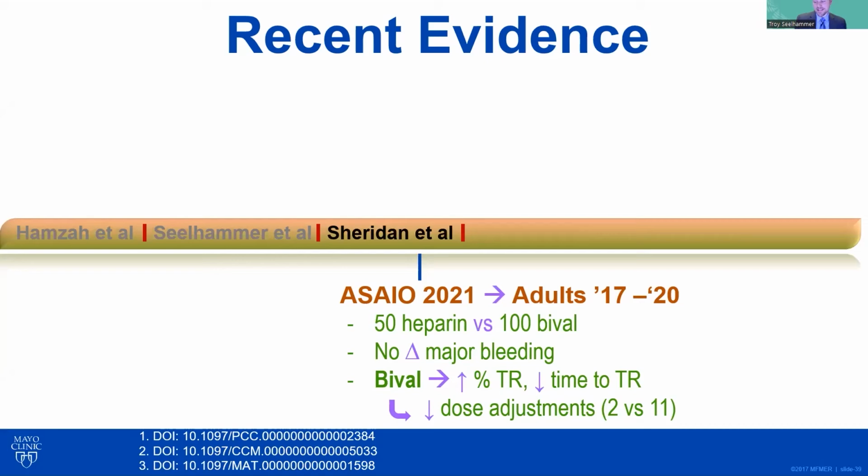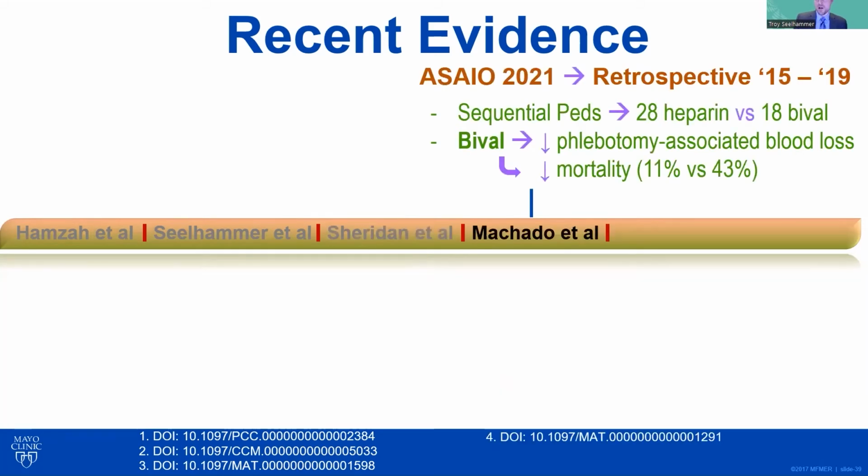Sheridan et al. in ASAIO in 2021 looked at 50 heparin patients versus 100 bivalirudin patients, again, all adults. And what they found was no difference in major bleeding, but in the bivalirudin group, there was an increased time within therapeutic range and a reduction in the time to achieve that therapeutic range. Secondarily, or maybe linked to these two findings, there was a reduction in the dose adjustments that were required to achieve systemic anticoagulation targets.